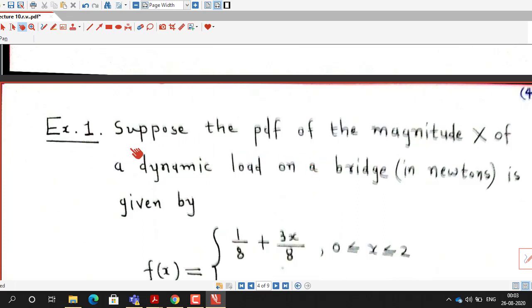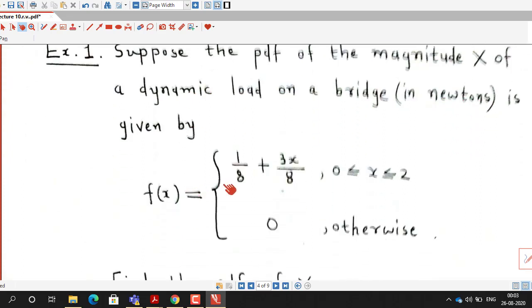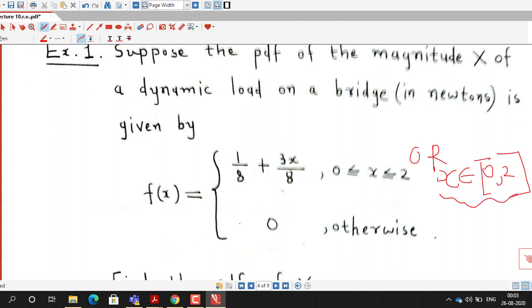So let us take this example number 1. Suppose the probability density function of the magnitude x of a dynamic load on a bridge, which is measured in newtons, is given by f(x) equal to 1/8 plus 3x/8 when x lies in the closed interval 0 to 2, that is, 0 less than or equal to x less than or equal to 2, and the value of the PDF is 0 otherwise. That means if x is outside this closed interval.